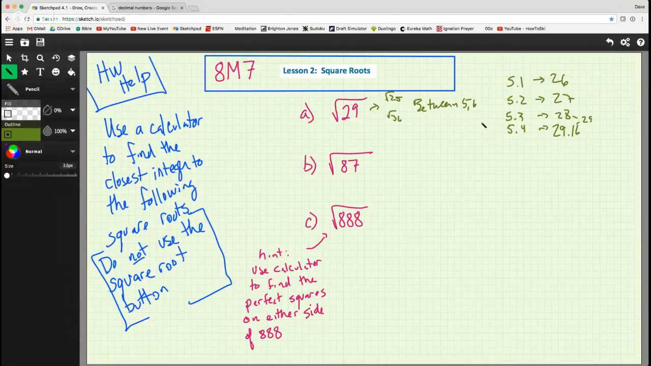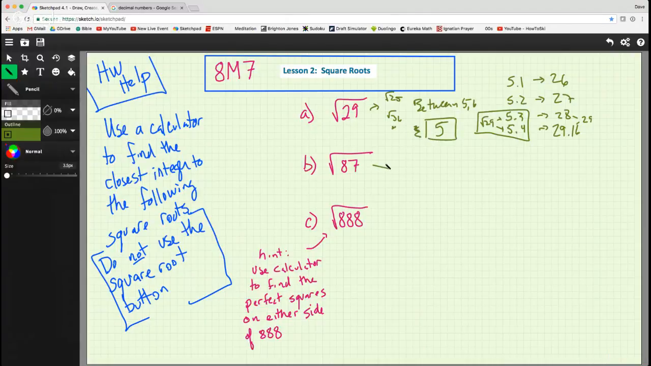So 29 is between here, so the square root of 29 is between here and here. So if the square root of 29 is between 5.3 and 5.4, then we know that our answer is closer to 5. We know it's between 5.3 and 5.4 specifically, but 5 is our closest integer.